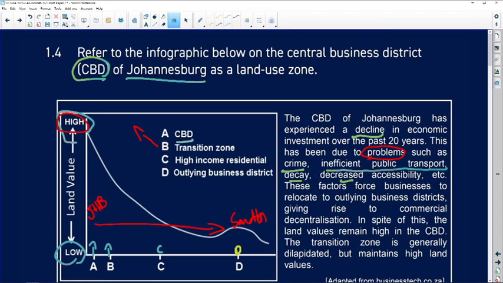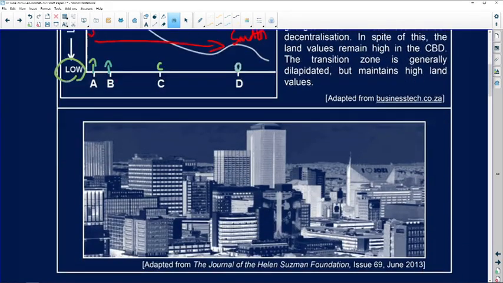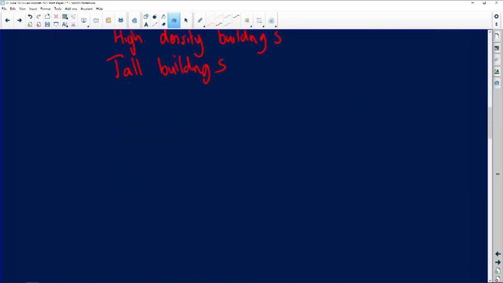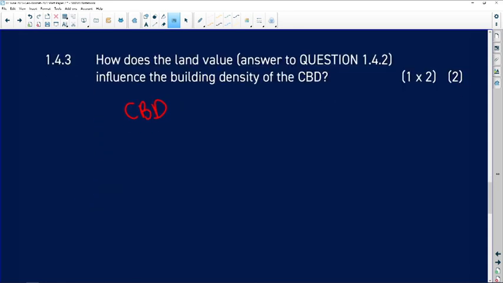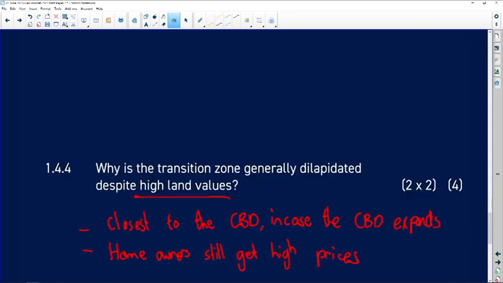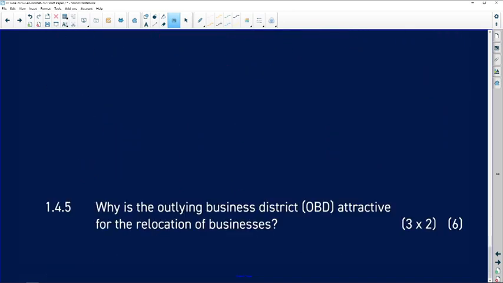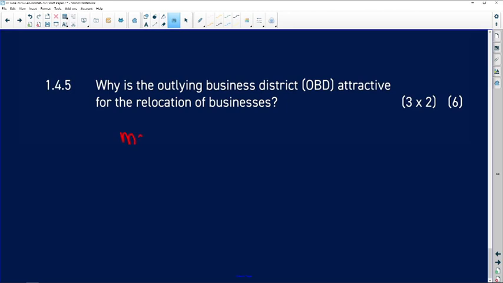Crime, inefficient public transport, decaying buildings, and decreased accessibility. So this is immediately just the opposite of why people want to decentralize their businesses, why they want to move to a place like Sandton, outlying business districts, right? First and foremost, because it's more accessible. I can mention that.